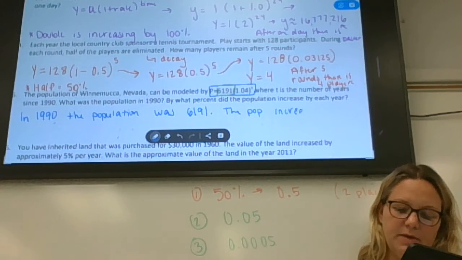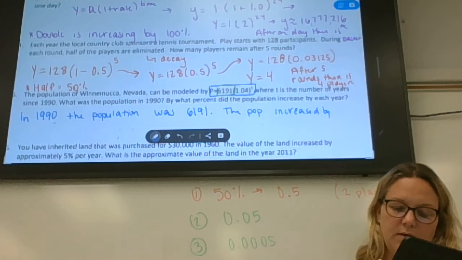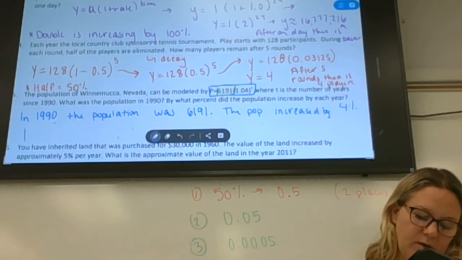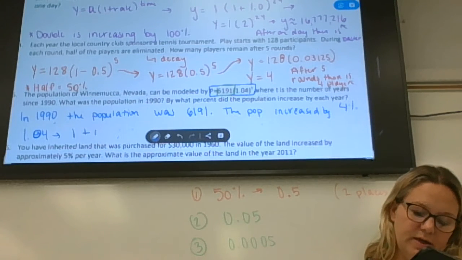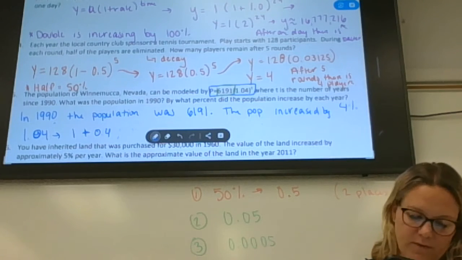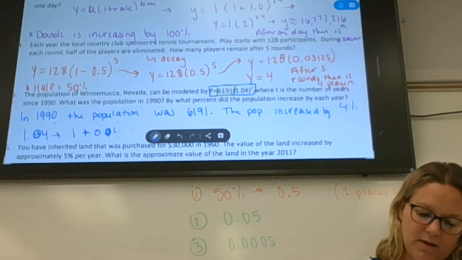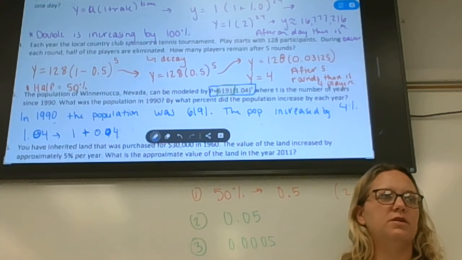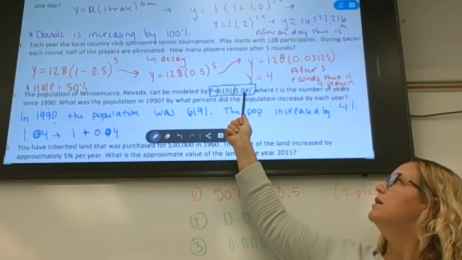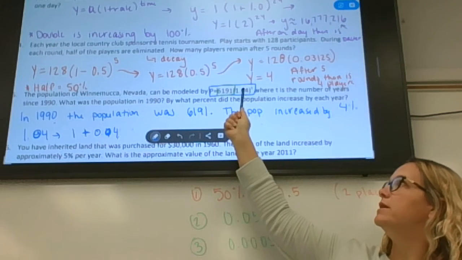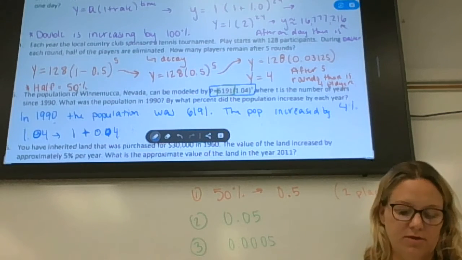The population increased by 4%, because you're looking at 1.04. If you take that apart, it would be 1 plus 0.04. And then if you convert this back to a percentage, the increase is 4%. So you have to look beyond the 1 at the number next to the 1 and convert it back to a percentage.